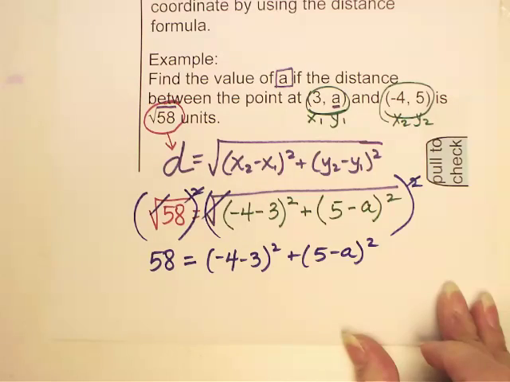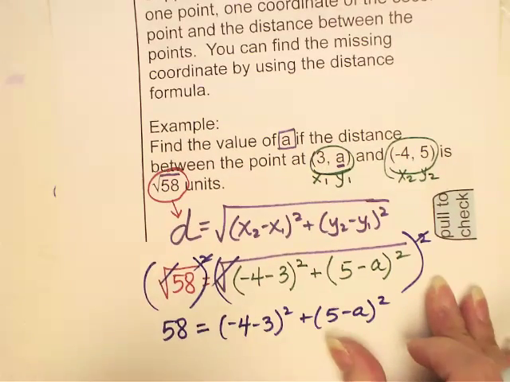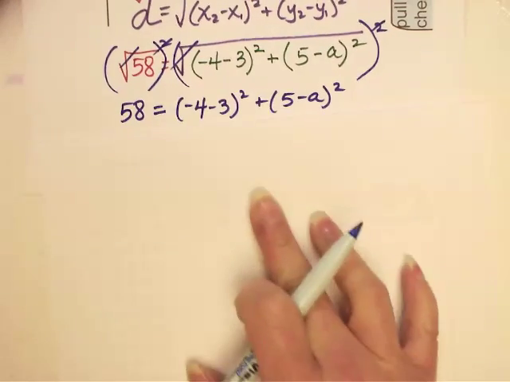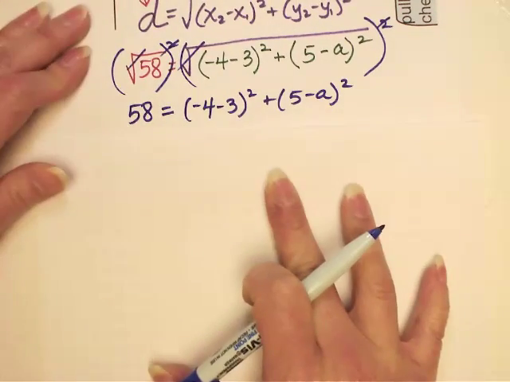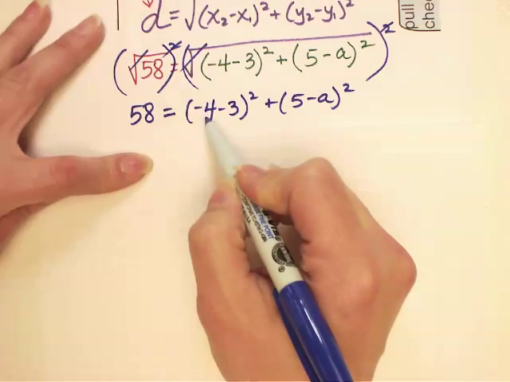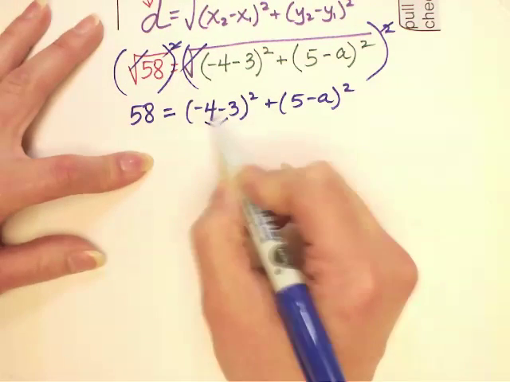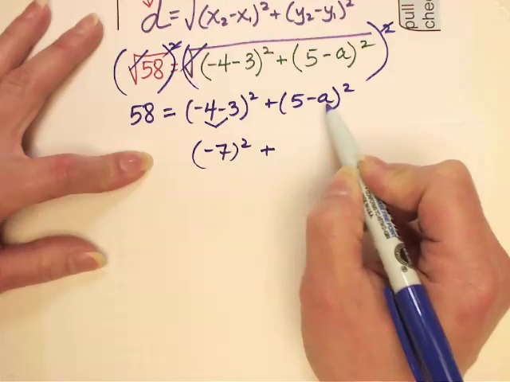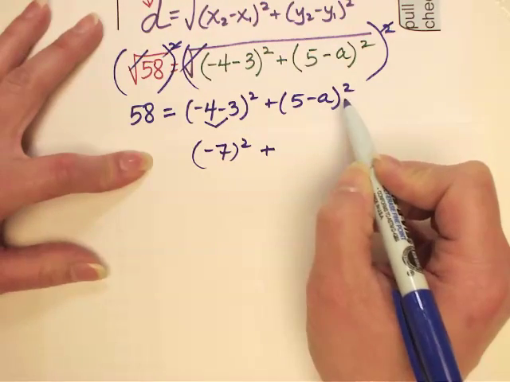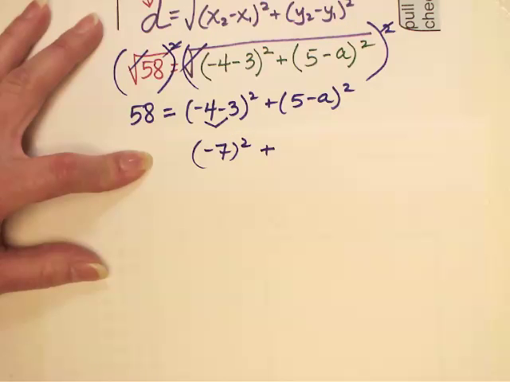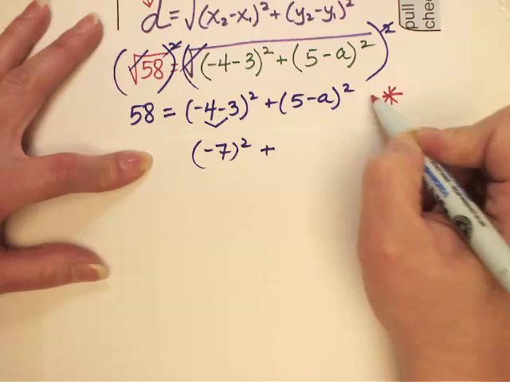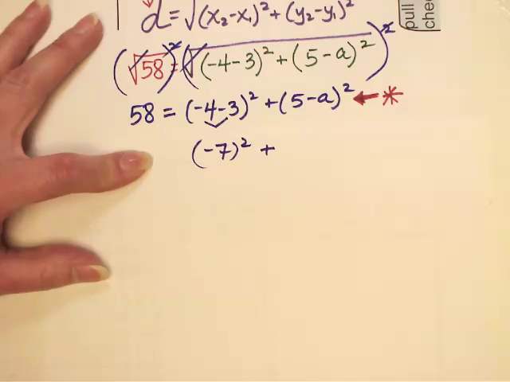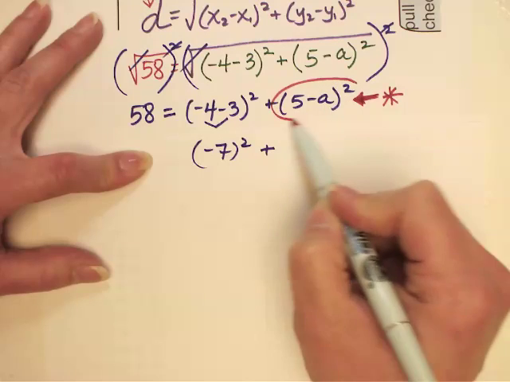Notice these squares I need to figure out. So, continuing with this problem, now I need to simplify. Negative 4 minus 3 gives me negative 7 squared, plus 5 minus a quantity squared. Beware, I'm going to put a big star here. This is where most people will get the problem wrong, starting at this point. Be careful. Right now, this is a binomial squared.